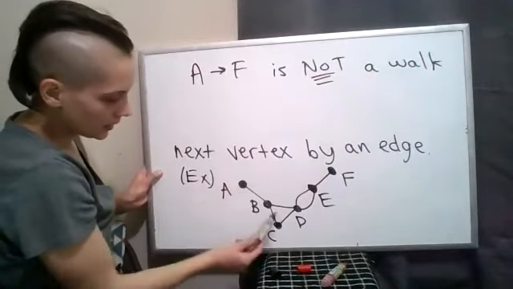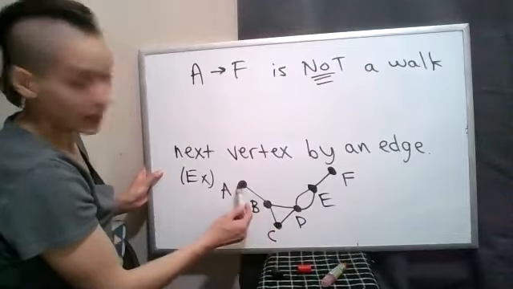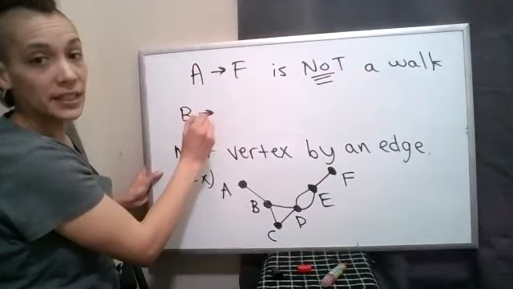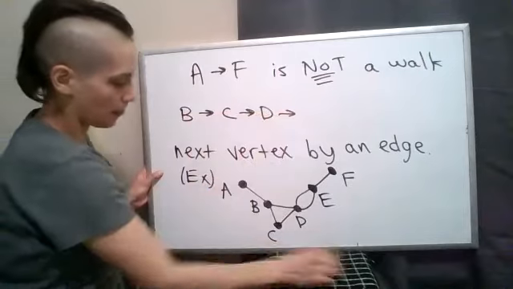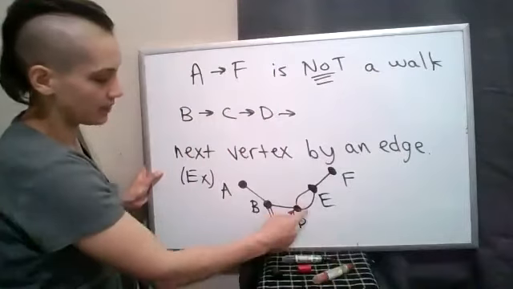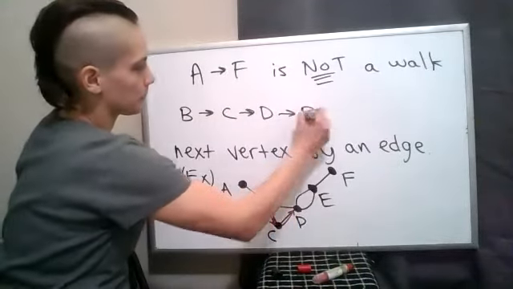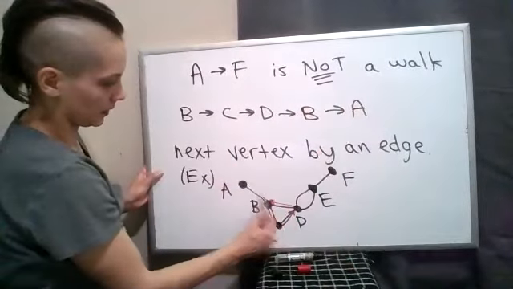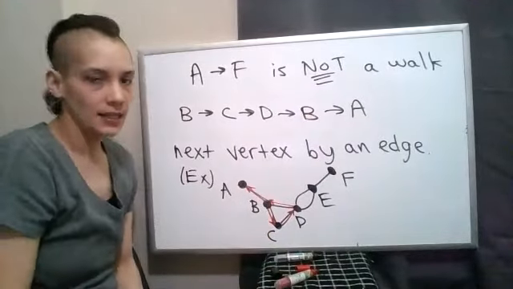Let's go B, D, C, B, A. That's a walk. B over to C, over to D. We're gonna have D go back to B, B over to A. And that one is a walk.